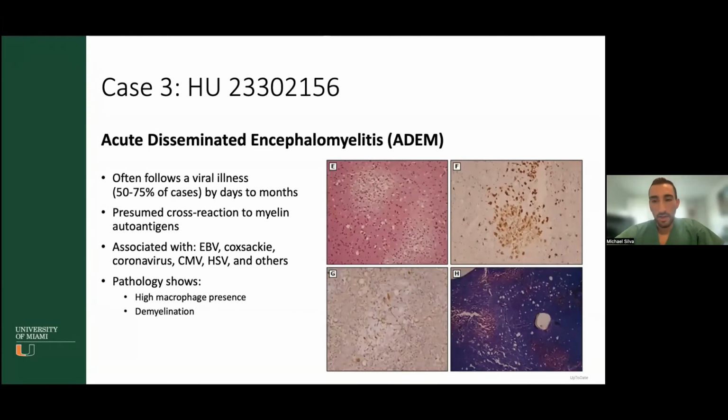The appearance of it, Dr. Gutelkin explained very well. You get this demyelination with preservation of the axons themselves. And like I said, it often follows a viral illness, in 50 to 75% of cases, and the time gap can vary. This patient had COVID about a month prior. The thought is that the body is producing cross reaction to the myelin antigens that are then destructive of the myelin. And it's been associated with many viruses, including coronavirus. So again, that's why COVID was a tip-off here.